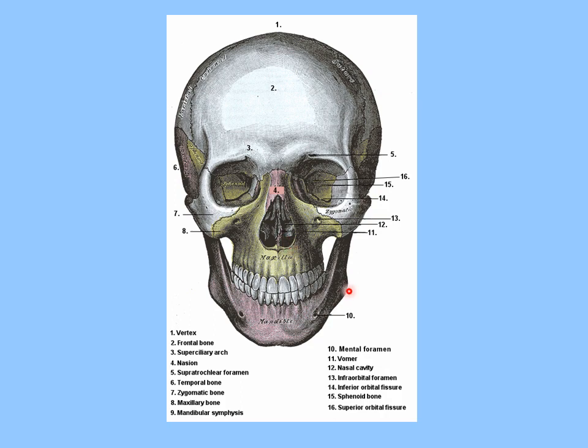And finally, here's the mandible. The mandible also has alveolar processes associated with it, to which the lower teeth fit into. Also included with the mandible are the mental foramen. The mental foramen have an artery and a nerve, the mental artery and nerve, associated with them.